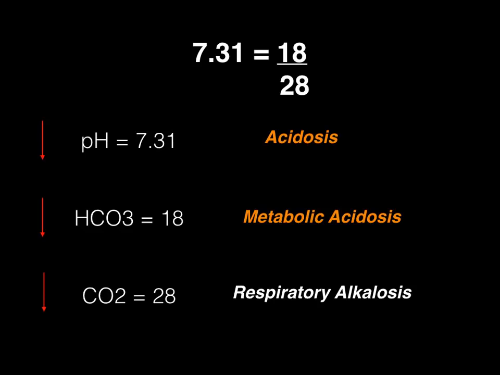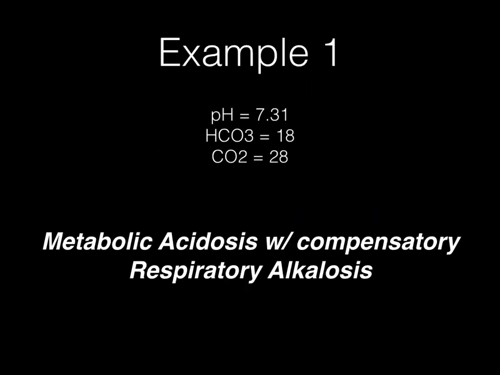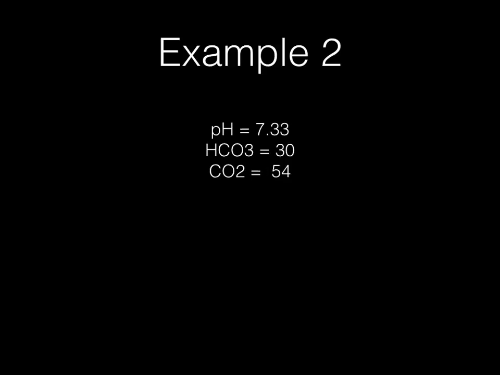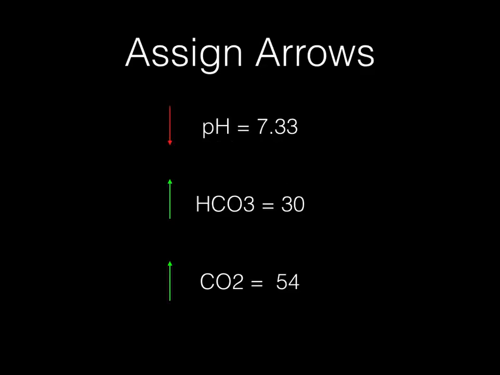So on a test, on USMLE or to an attending, when they ask you what is the deficit, how do we name this? This is called a metabolic acidosis with compensatory respiratory alkalosis. Okay? We're going to do one more example to drive this home. Here's example 2. The pH is 7.33, the bicarb is 30, and the carbon dioxide is 54. So what's step 1? We assign our arrows and decide how these values are moving from the normal. And here's what we got.